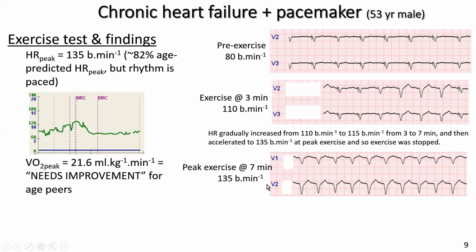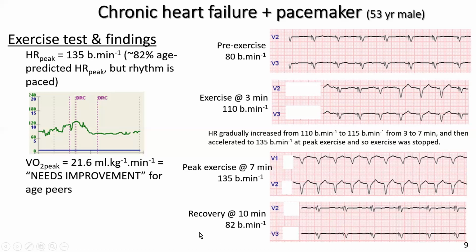And when we went to peak exercise at 7 minutes, where the heart rate was 135 or 82% of age-predicted max, he accelerated to 135 at the end of the exercise test, and so we stopped the exercise. I was concerned that he was going into some kind of VT here. I'm really not sure whether he's paced or this is a ventricular tachycardia here, a slowish one. I can't really tell from the surface ECG, and I really wouldn't like to make a guess at that. When we rested him, recovery at 10 minutes, he was back almost exactly to what we had pre-exercise, and he was clearly being paced again in recovery.